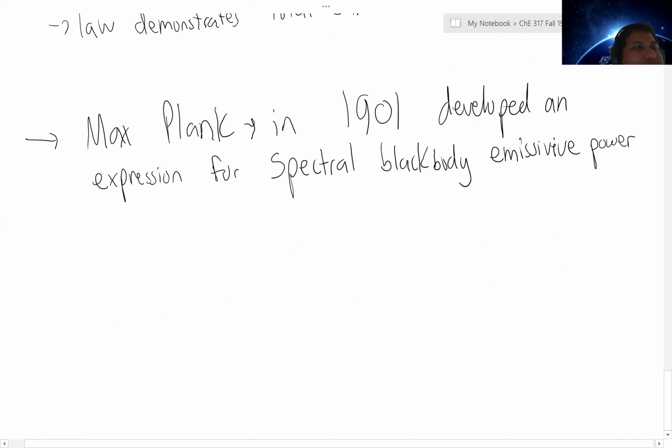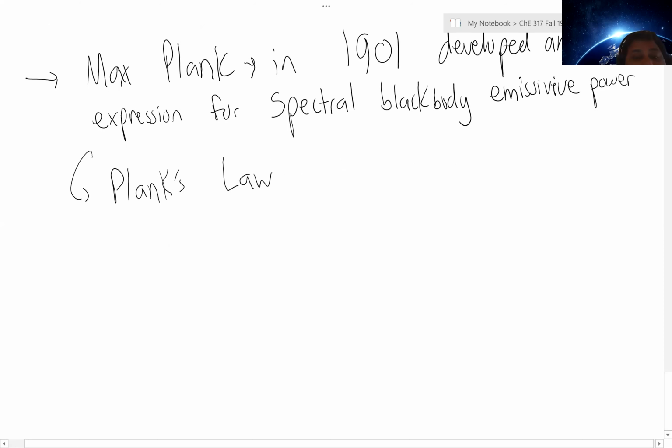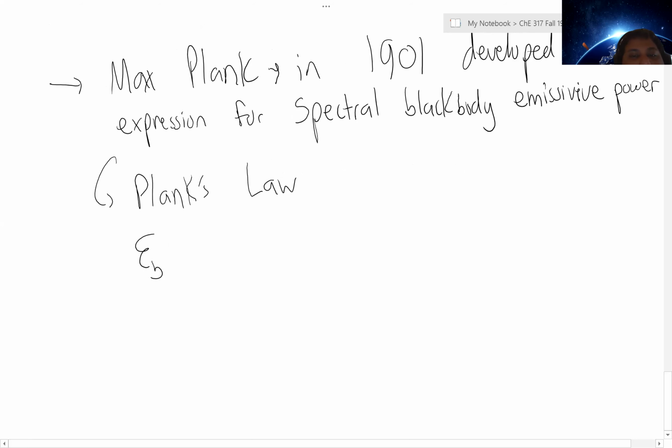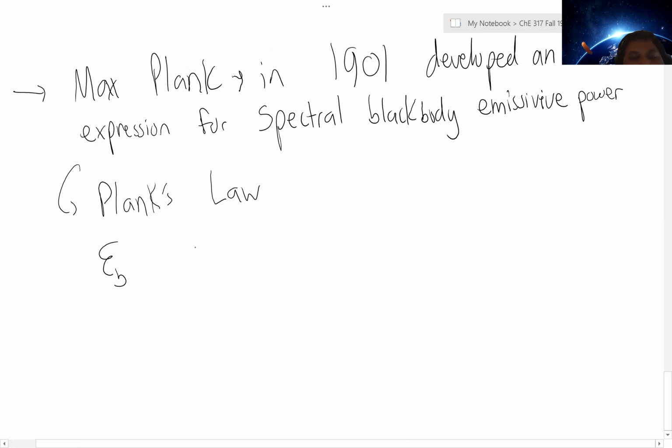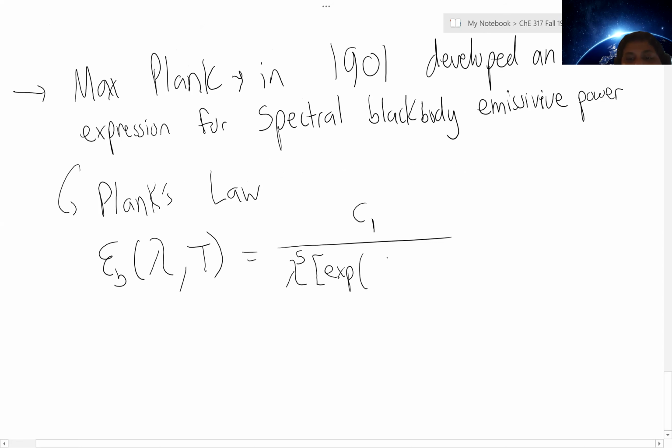And so he developed this expression for spectral black body emissive power, also known, because like I said, these scientists were getting their names on everything, as Planck's law. And Planck's law states the black body emissive power as a function of now wavelength and temperature is equal to some constant C1 divided by our radiation wavelength to the 5th power times the quantity, an exponential, of C2, a constant, over lambda T minus 1.